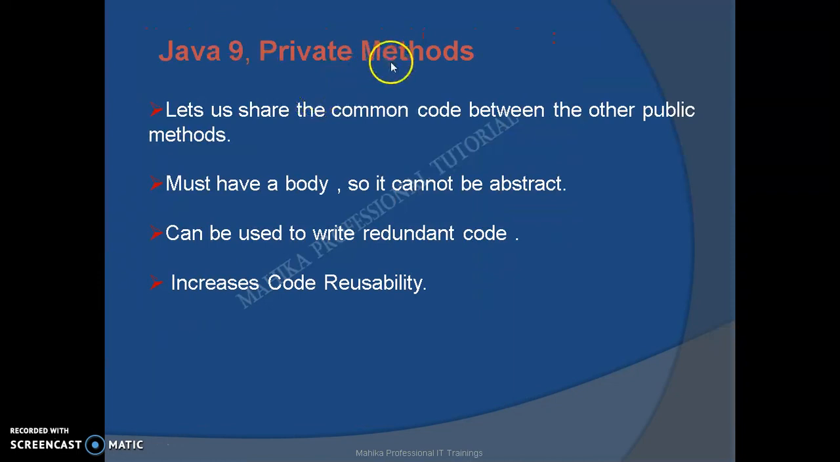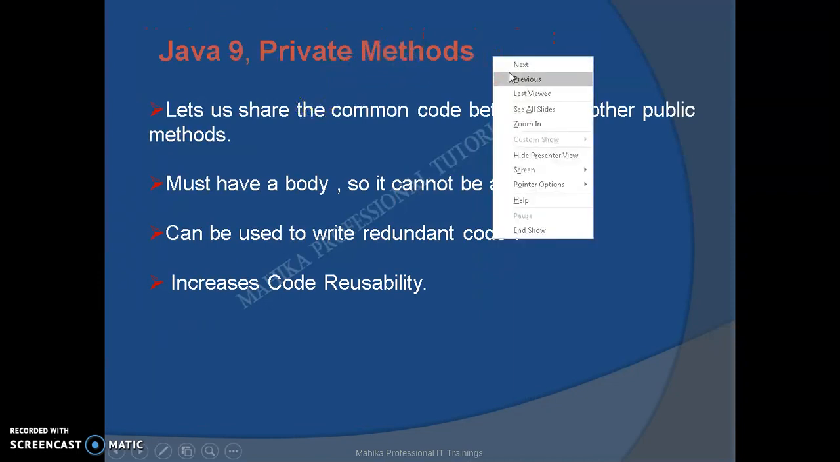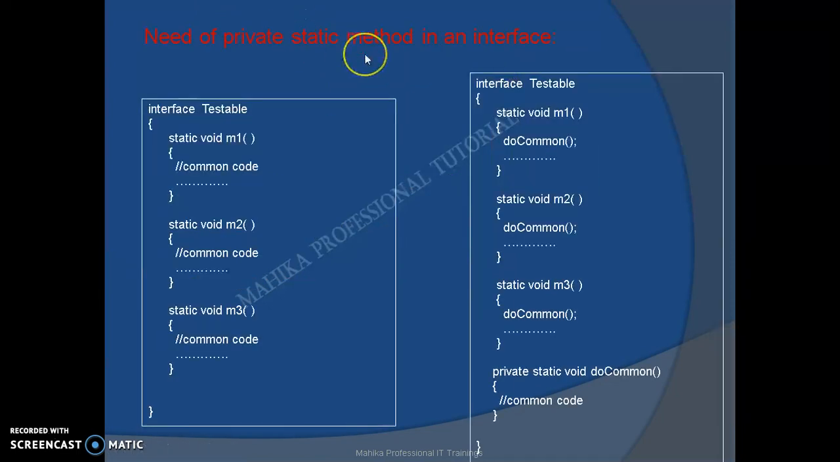Now let us see the need of a private static method in an interface. We know that apart from default methods, we can have static methods which can be concrete in an interface, that is, they can also have a body. So if some common code is there for different static methods, then that common code can be put together in one private static method. Now, why is this method static?